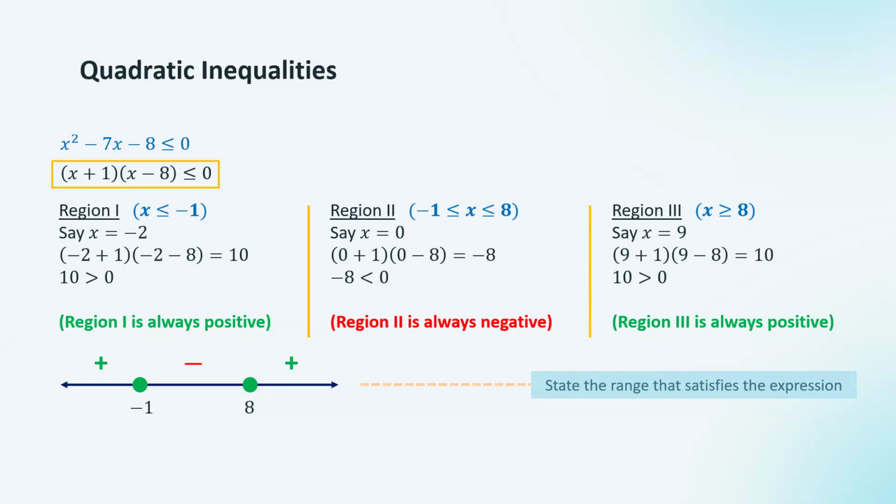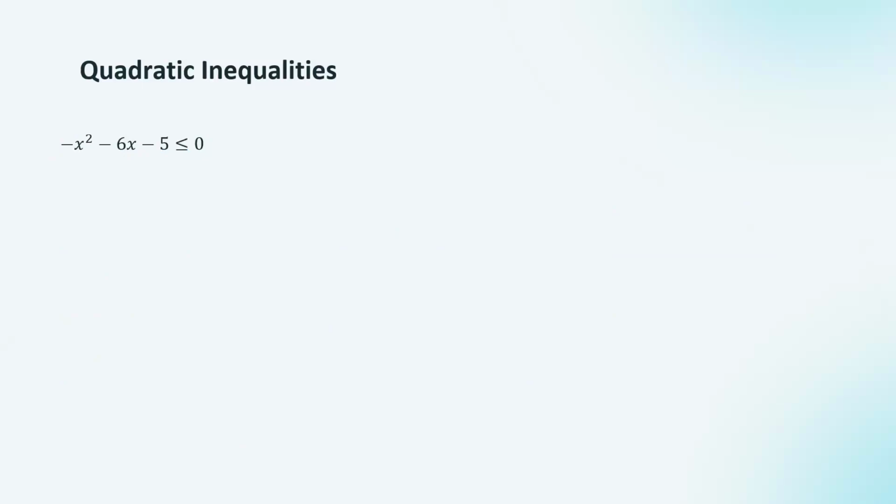So the solution is -1 less than or equal to x and x less than or equal to 8. And as you can see, -1 and 8 are included because there is an equal sign in the problem. Now, this one is going to be a bit different than the one before because, as you can see, the coefficient of x squared is negative. The first step that we need to do is make the coefficient of x squared positive. We can multiply both sides by -1, and it's going to look like this.